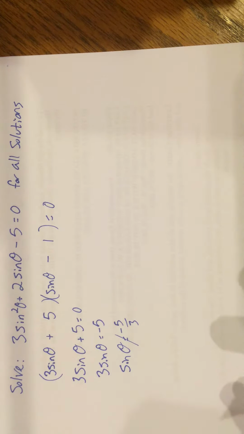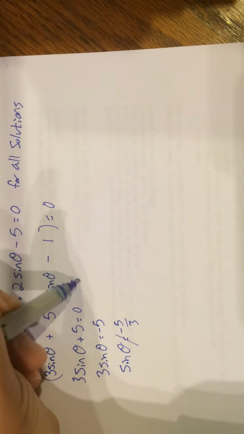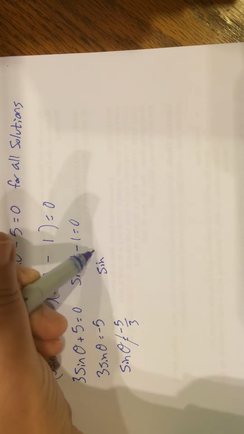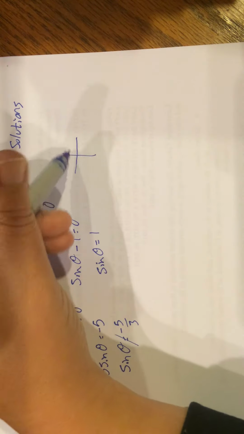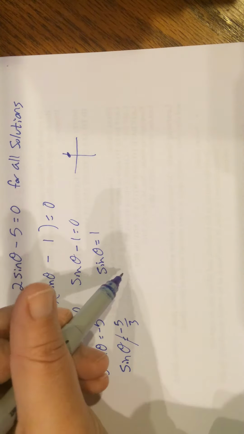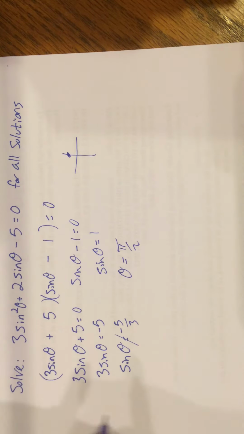We are not going to write no solution yet, because we probably have an answer somewhere, but this part has no solution. Okay, so let's do the next one. Sine theta minus 1 equals 0. So sine theta equals 1. Where does sine theta equal 1? It's not off my chart, but if I draw my unit circle, sine is my y, and it's 1 up there. So theta equals pi over 2.